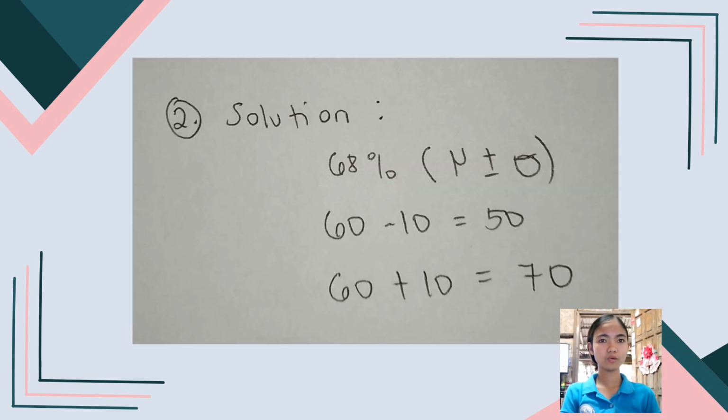Sa number 2 po is ganyan na lang din po. Solution na lang din po yung nilagay ko. So the other distribution, bolded, has a mean of 60 and a standard deviation of 10. So 68% is the mean plus or minus the standard deviation. So 60 minus 10 equals 50. 60 plus 10 equals 70.